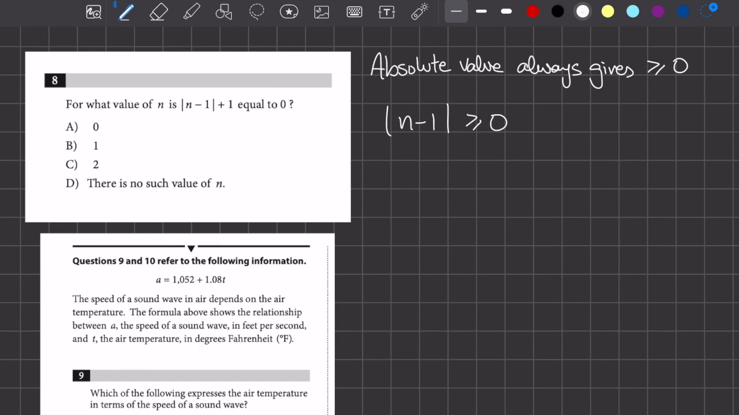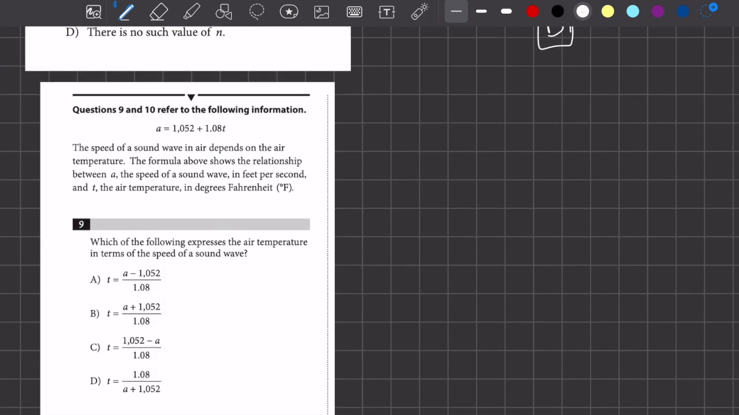Question 8. For what value of n is this expression 0? n minus 1 is in the absolute value sign, hence it is always greater than or equal to 0, never negative. And if we add 1 to something 0 or positive, it is always positive. And so our answer is never 0. Therefore, option D.